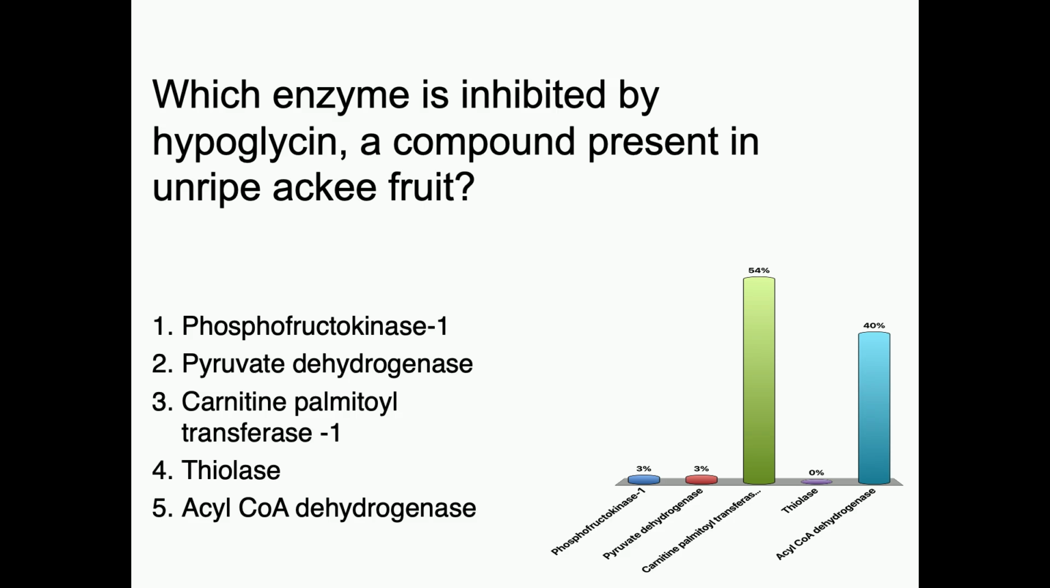I don't have an example of this, but what could I do to this to make it into a 2-step question? What's one thought? You could describe the drinking vomiting illness and then ask what exactly. Precisely, yep. We could give a clinical presentation and a diet history of eating the ackee fruit or something, and then ask what enzyme is inhibited. Yeah, good.